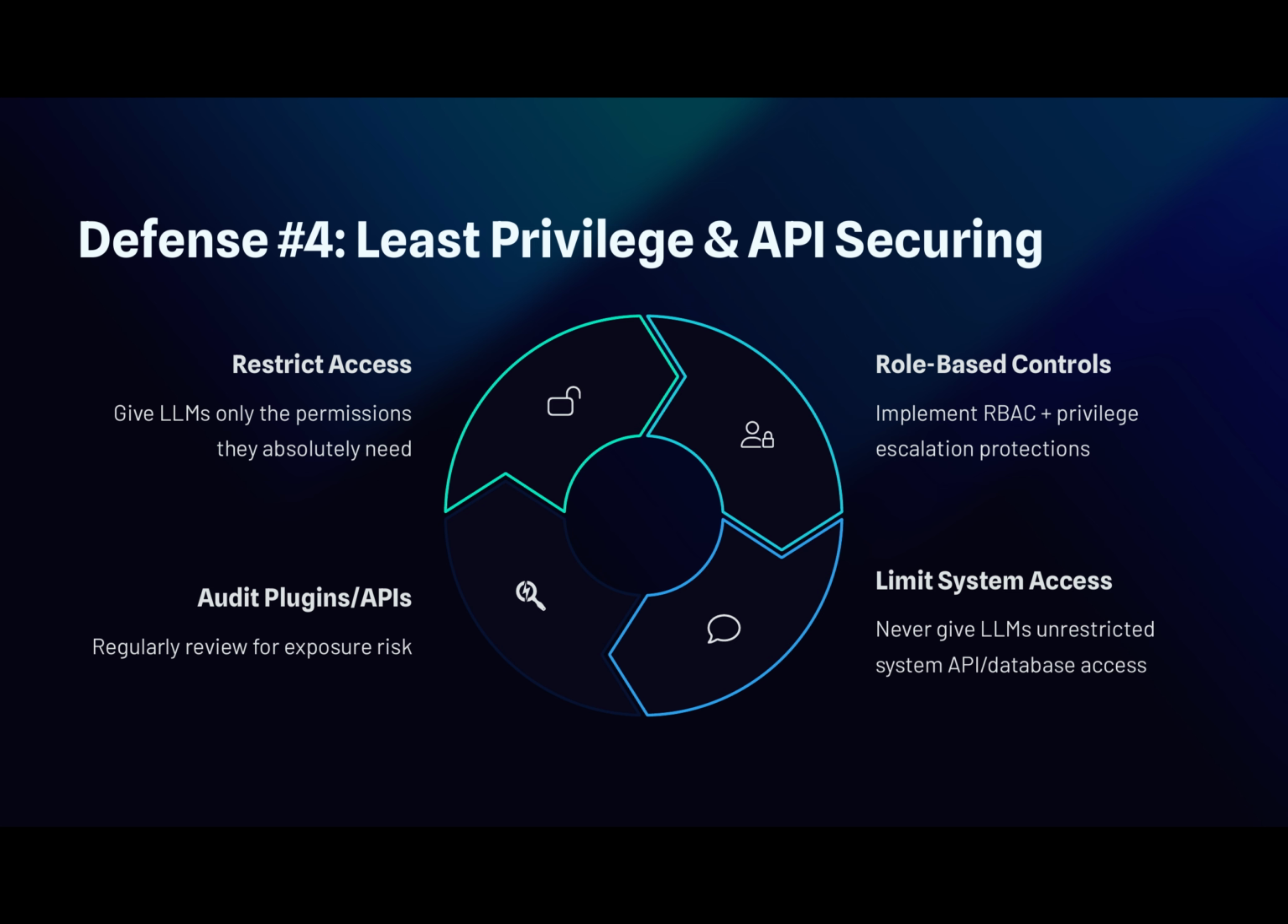It's also crucial to limit any system access. LLMs should never have full, unrestricted access to system APIs or your database. Instead, only expose necessary endpoints based on the model's required functionality. Finally, regularly audit your plugins and APIs for exposure risk. By reviewing integrations and connections on a consistent basis, you can quickly identify potential vulnerabilities before they become a problem. These steps collectively reduce the attack surface available to adversaries and safeguard sensitive assets.